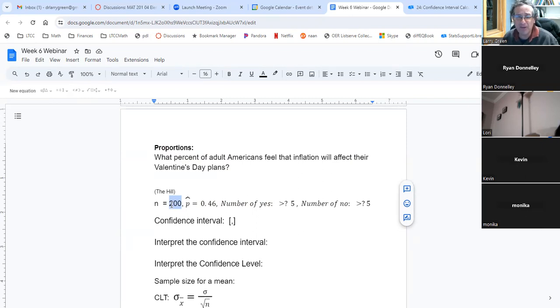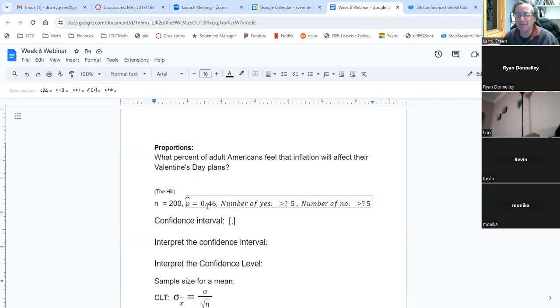Okay, but here's something to note. When you are doing the yes/no survey question, 30 has nothing to do with what's a lot and what's a little. We're going to see in a bit. Typically what you want is 1,000. They're actually on the low side when you have the yes/no question. But what they had, again, in the article, was that p hat was 0.46. So they cited that 46% of the people that they surveyed feel that inflation will affect their Valentine's Day plans.